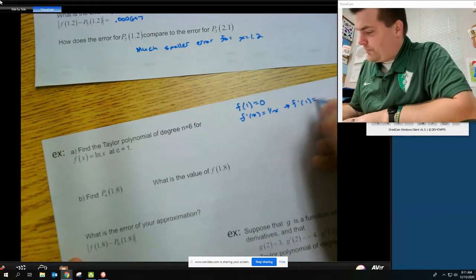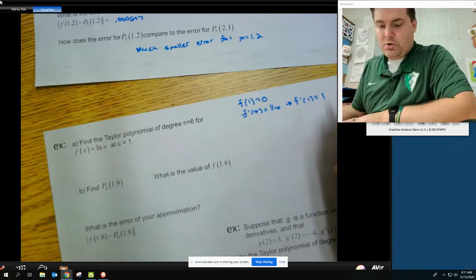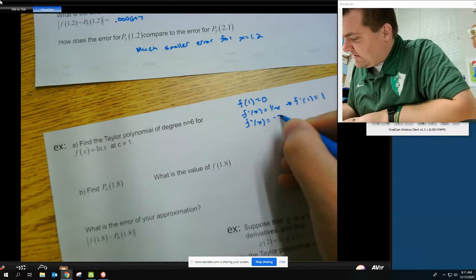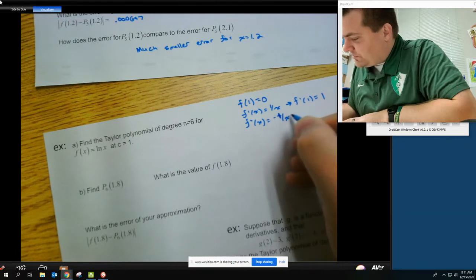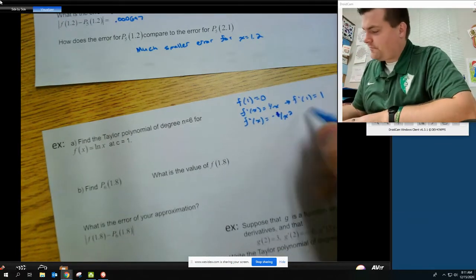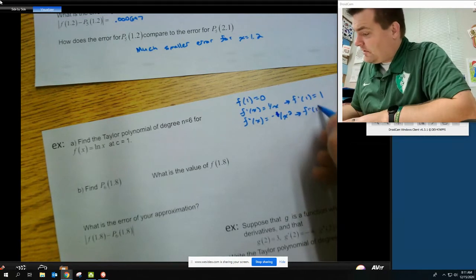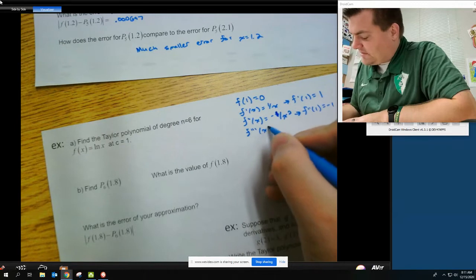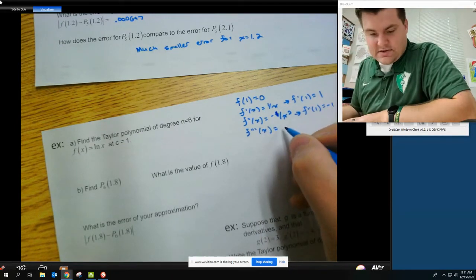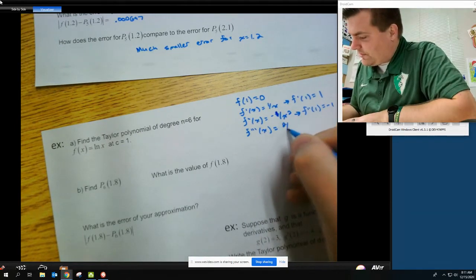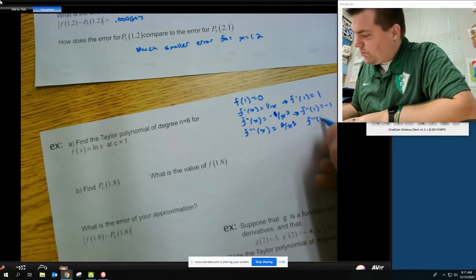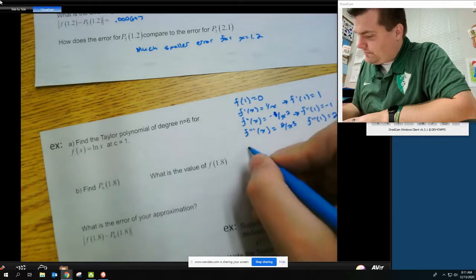F prime of 1 would be 1. F double prime of x is going to be negative 1 over x squared. Just trust me on that one, and you can actually do it yourself. That's going to give me negative 1. Triple prime of x is going to give me 2 over x to the third. So if I plug a 1 in, that's going to give me a 2.